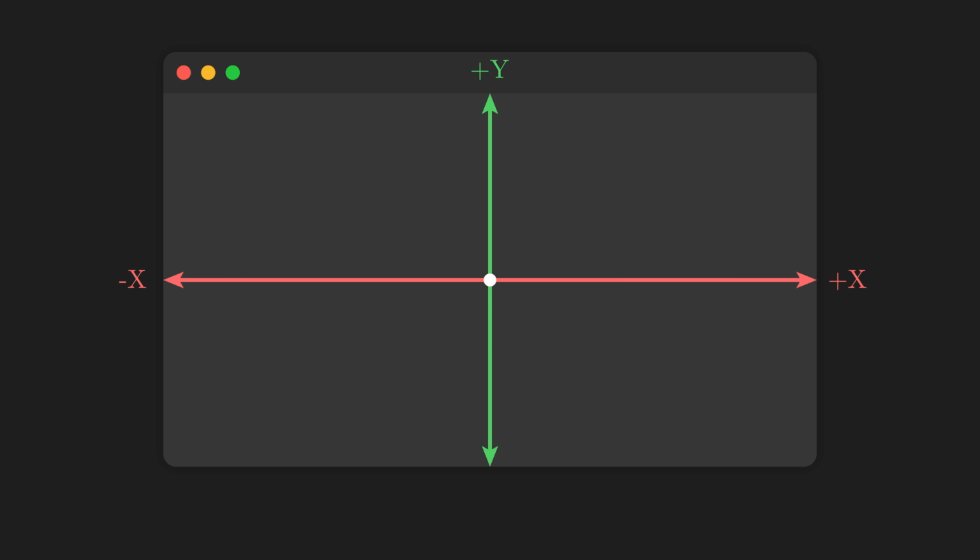In OpenGL, the origin is located at the center of the draw area. Positive x coordinates lie to the right of the origin and negative ones to the left. Positive y coordinates lie above the origin and negative ones below. Positive z coordinates lie outward from the computer screen and negative ones inward.